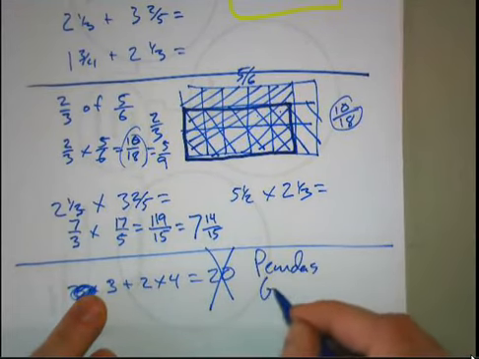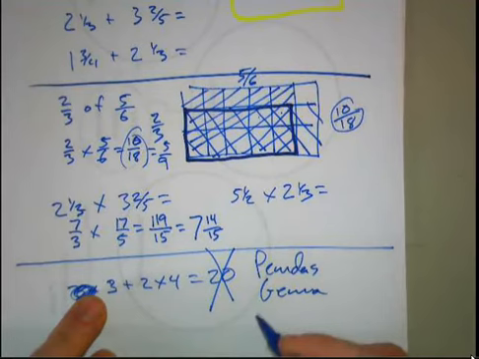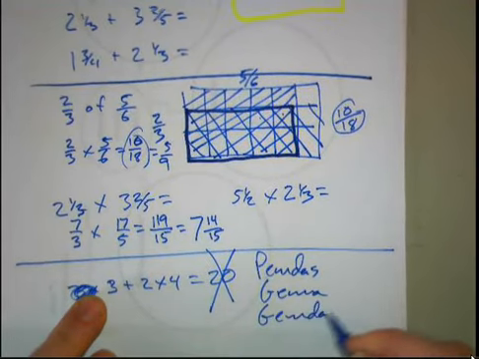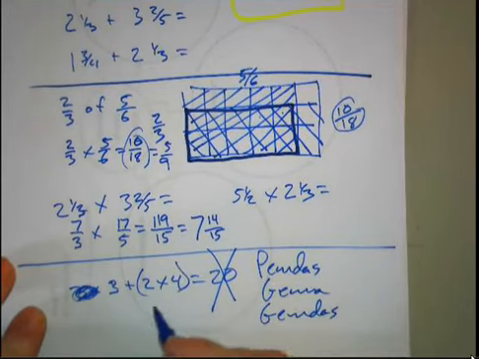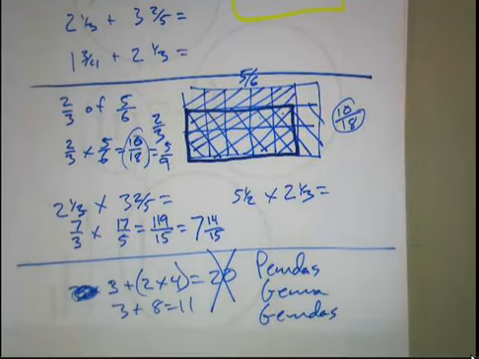GEMDAS. Multiplication comes first. 2 times 4 is 8. 3 plus 8 is 11.